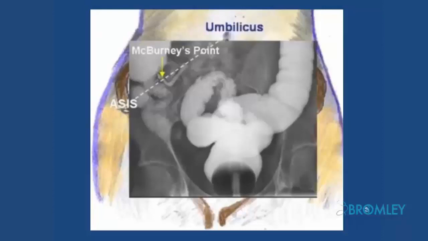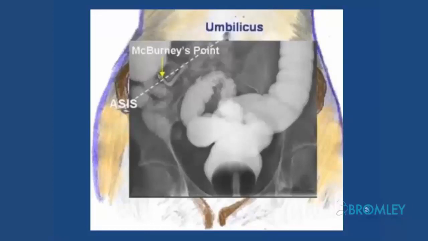Now, McBurney's point is a third of the way in a line between the anterior superior iliac spine and the umbilicus. And it's defined by the fact that if you have tenderness at McBurney's point, then deep tenderness, then there may be appendicitis. So that's the significance of McBurney's point.